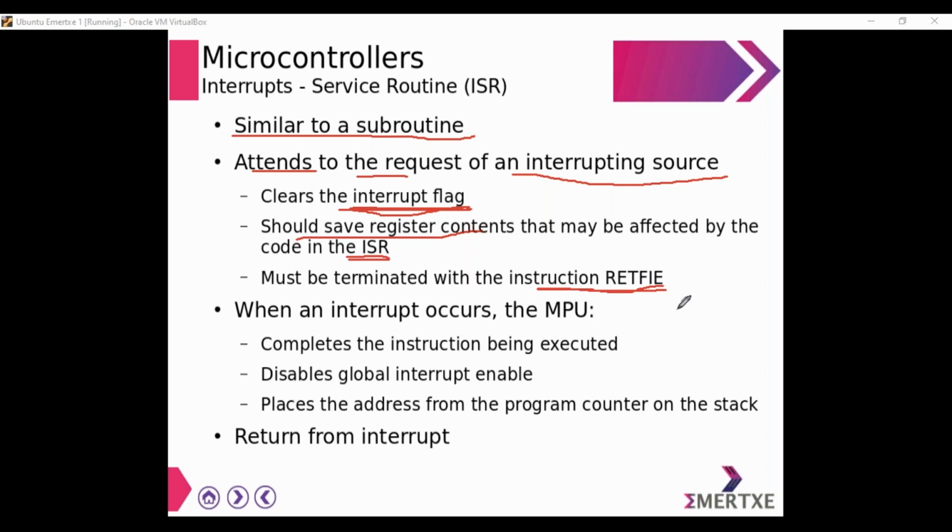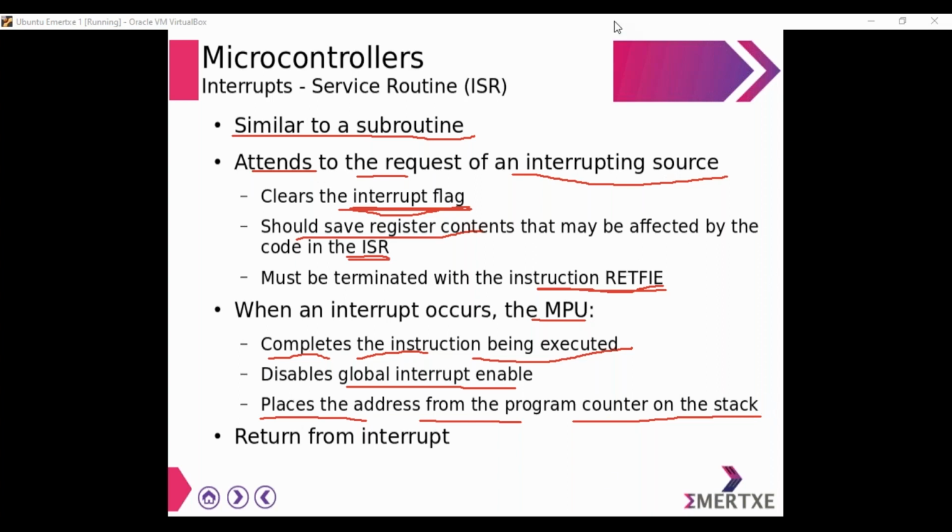Due to that instruction, the control will come out of the ISR and continue to execute the I+1 instruction. As I said, when an interrupt occurs, the microprocessing unit first completes the instruction which is being executed, the ith instruction. Then it is going to disable the global interrupt enable. One more bit, please remember, it disables global interrupt enable. Then it places the address from the program counter on the stack.